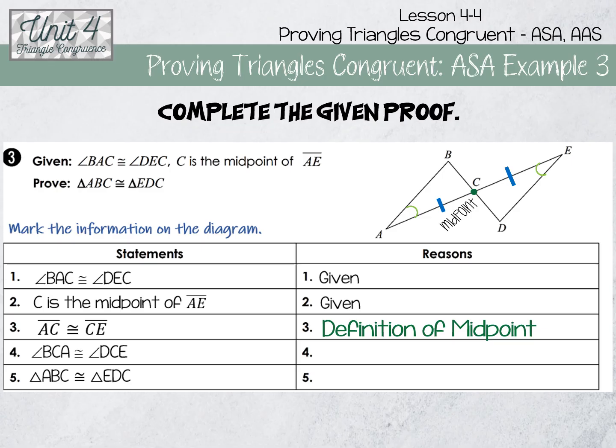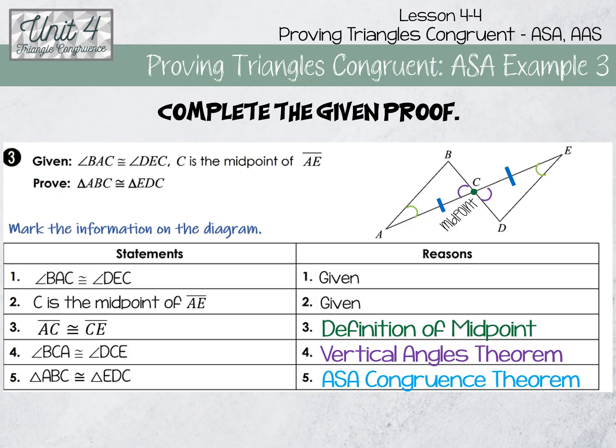Look at the next statement. Statement number 4, angle BCA, look at it on your diagram, is congruent to angle DCE. Those are vertical angles. Everything from day one's fair game. That's early on in the course. So vertical angle theorem. So look at your diagram. Two sets of angles, sides in between. ASA Congruence Theorem proves triangle ABC is congruent to triangle EDC.